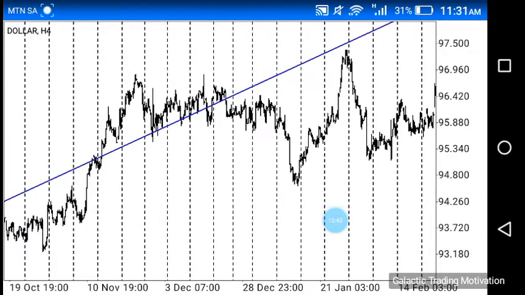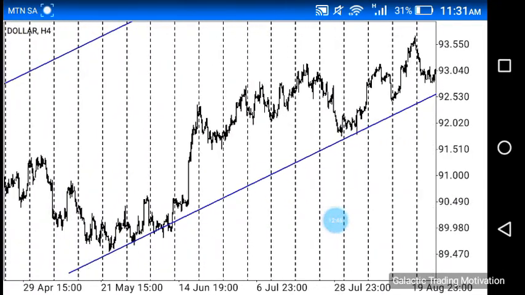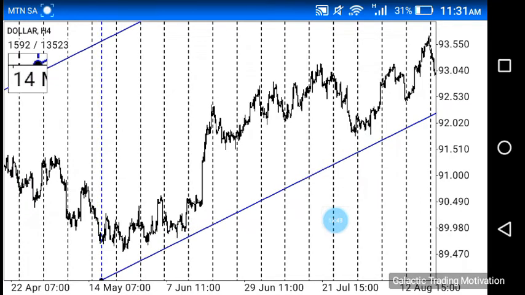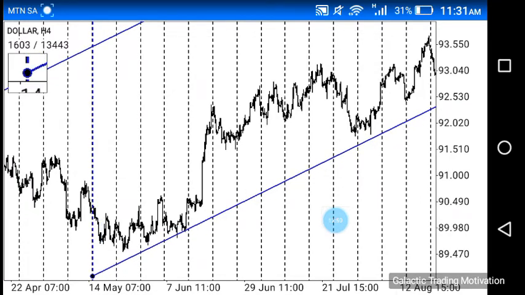The first thing that I'm going to do actually is just fix my lines just to make sure that everything's in order. Just bear with me, guys.